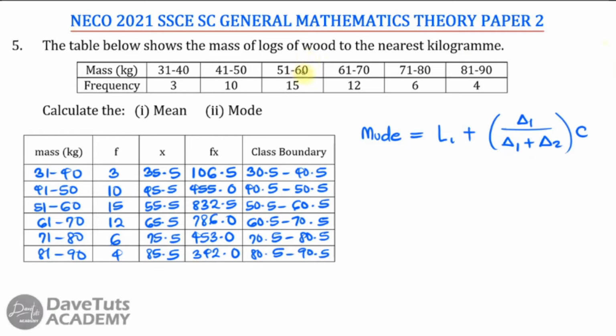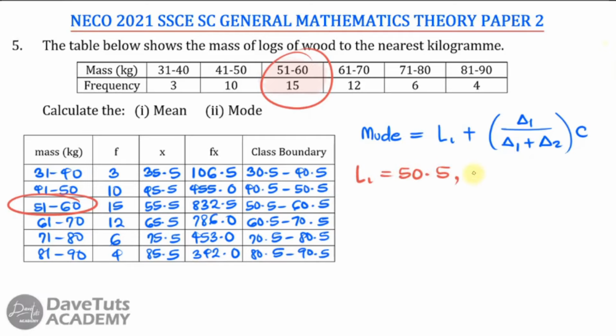It's going to be the class with the highest frequency, and for this you can identify that the class of interest we are talking about is 51 to 60. That is going to be our modal class, and its frequency is 15. So we are talking about the lower limit. That lower limit means that we need to look at that modal class as featured here, and from the class boundary, from lower limit to upper limit, the lower limit is 50.5. So you can have our LL to be 50.5.